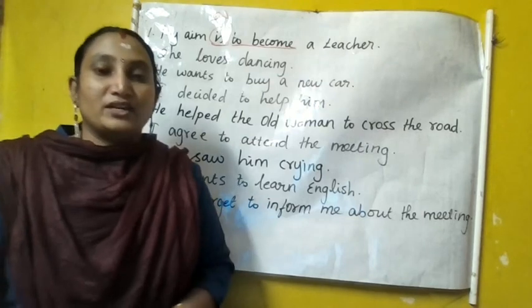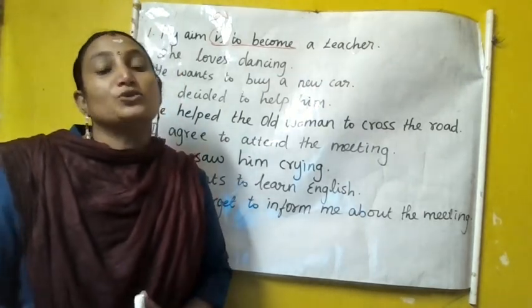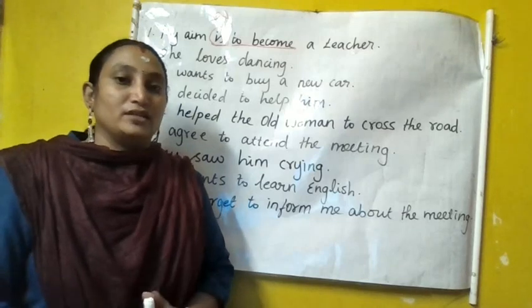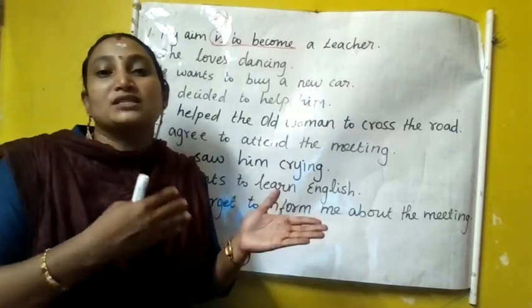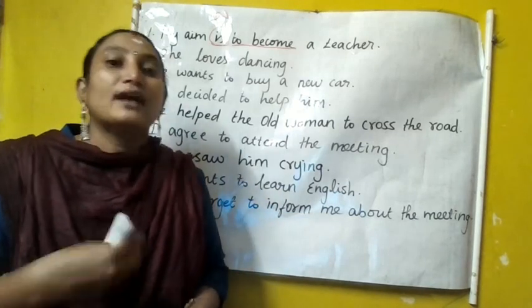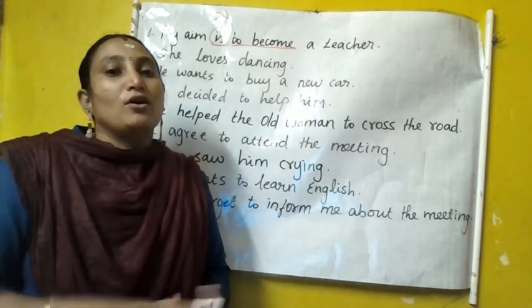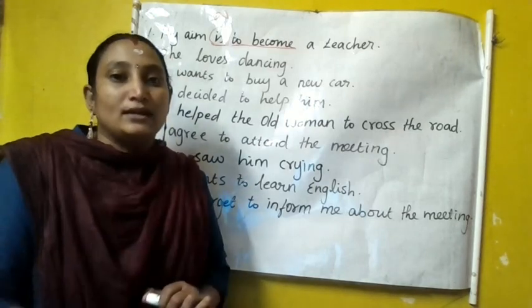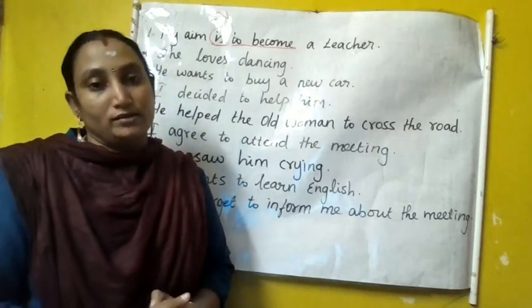Second identification: whether it undergoes any change according to the number of the subject. Number of the subject means if the subject is singular or plural, whether it undergoes any changes when the subject changes from singular into plural. Okay.